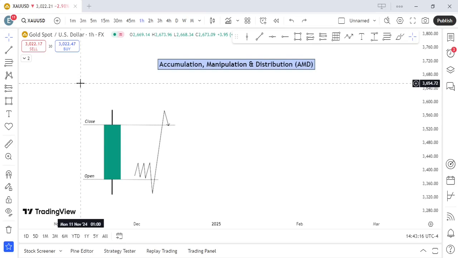So in this video, I'm going to do my best to simplify how AMD works in the market. And of course, we'll be checking out some examples from the lower time frames up onto the higher time frames. Now, all that being said, let's get straight into this.